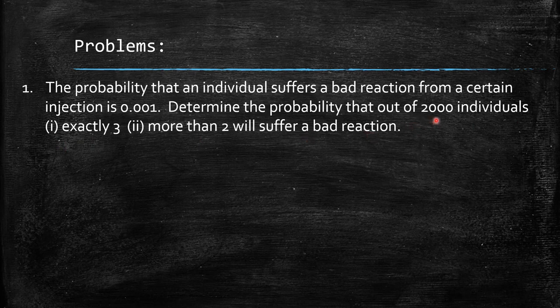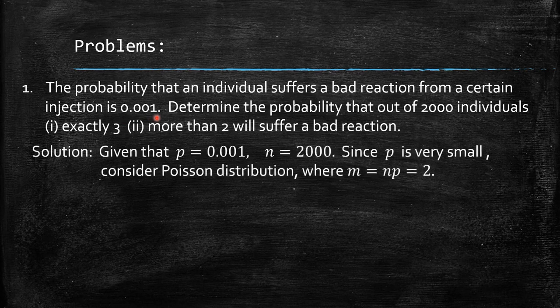Here we can observe n is very large, 2000 individuals. The sample space is 2000, out of which the probability of a bad reaction from an injection is only 0.001, which is small. Thereby I can say it follows a Poisson distribution. That is, given p is 0.001 and n is 2000, since p is very small, we can consider the Poisson distribution.